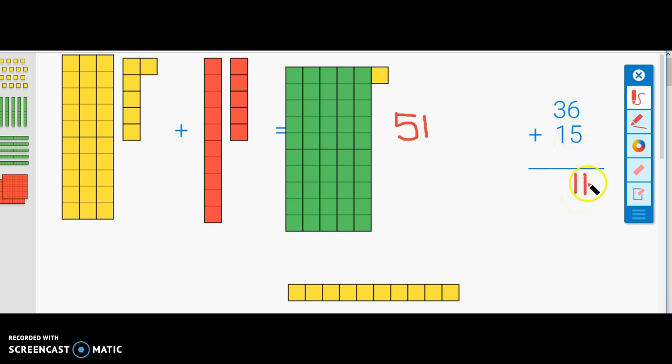So I need to leave the 1 that's here, and I need to move this group of 10, or regroup it. So I am going to move this group of 10 into the 10's place. I just regrouped. So now I have one group of 10 plus 3 groups of 10 plus one more group of 10, which gives me a total of 5 groups of 10, and I get 51 again.